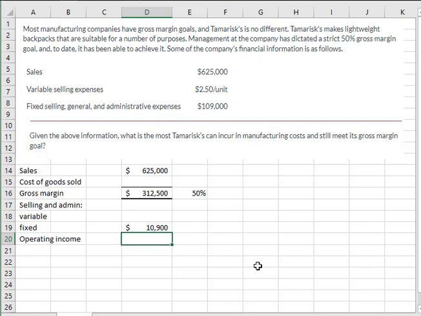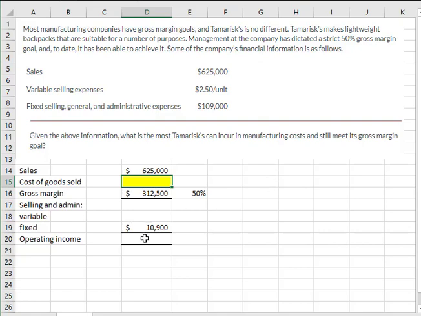But what do they want? They want manufacturing costs. Those are product costs. Which number up here are they asking for? Product cost is cost of goods sold. So they're asking for this number.